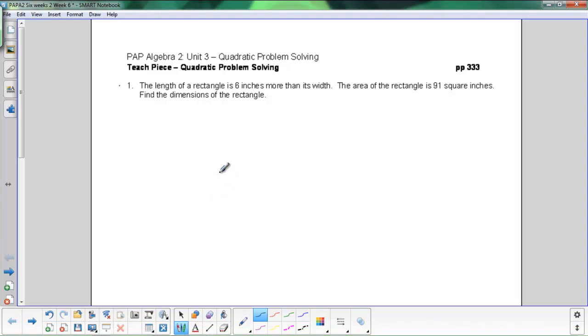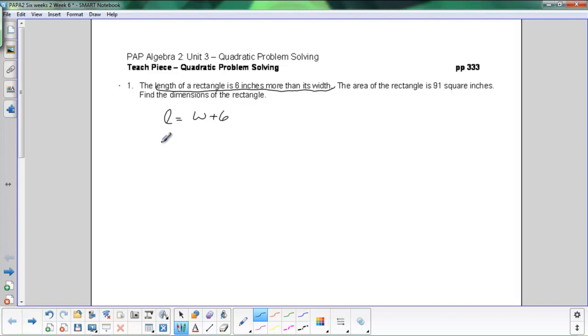Quadratic problem solving. It's important when you are looking at problems involving quadratics that you read carefully and understand what it is that you're expected to do. As usual, we're going to need to translate English into math, and that's what this first sentence says. The length of a rectangle is 6 inches more than the width.